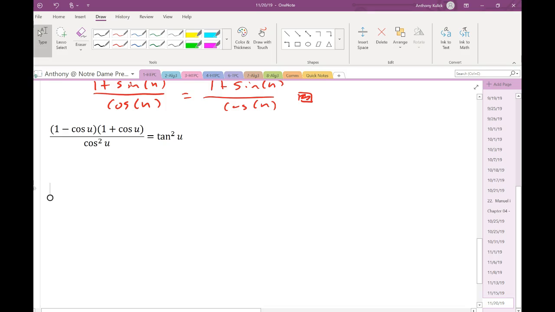Next one. Which side appears to be the side we want to start with? The left side. Hopefully that's not a shocker to anybody. It certainly looks like the more complicated side. What should we do first here on the left-hand side? Yeah, if we FOIL out the top, that's a difference of two squares. So what do we get when we distribute that through? Yeah, 1 minus cosine squared.